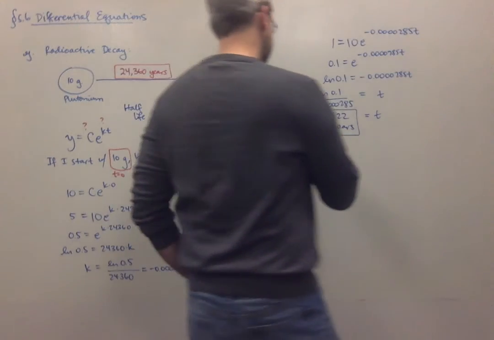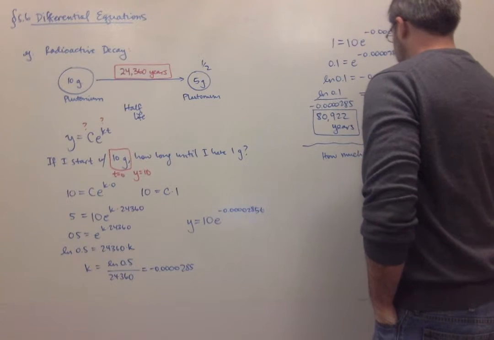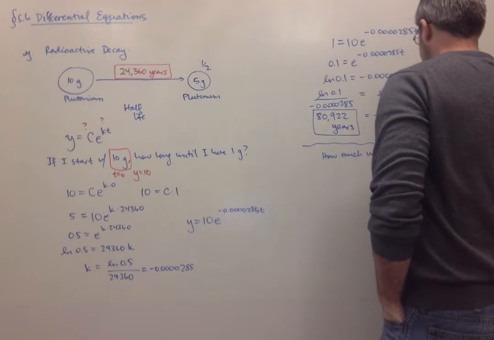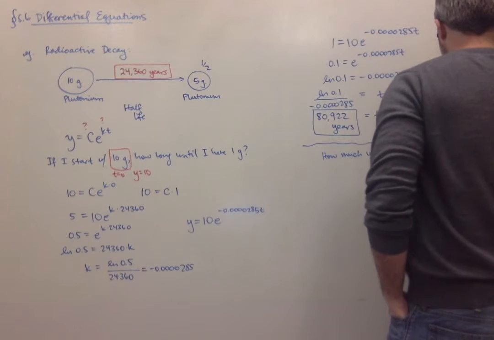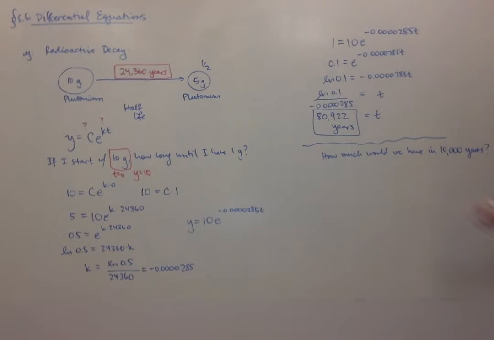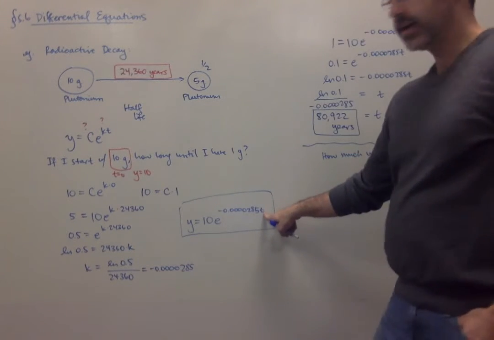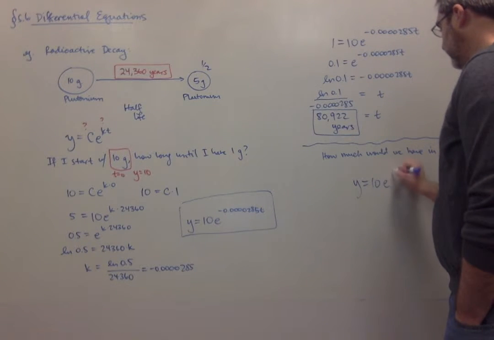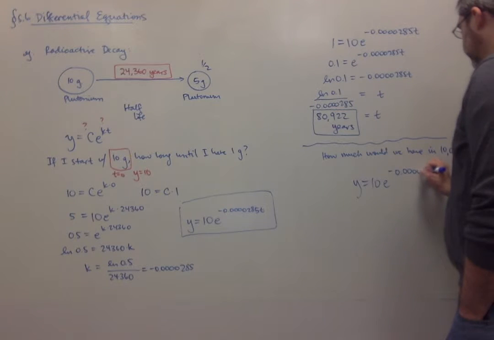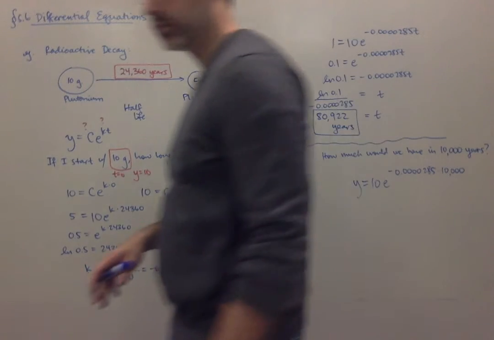it could ask me a question like, how much would we have in 10,000 years? How much of that would be left in 10,000 years? Well, if I want that, all I do is I take my equation, which we figured out, and for time, I would put in 10,000 here. So I would have y equals 10 e to the negative 0.0000285 times 10,000. And I would just plug that in and see what I get.